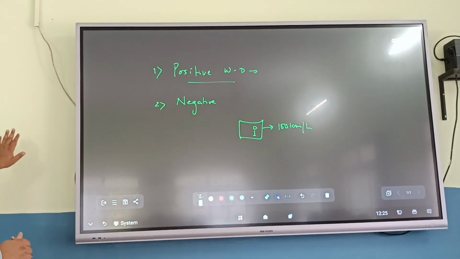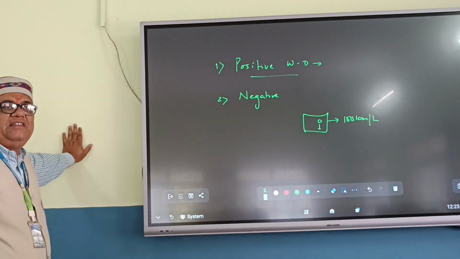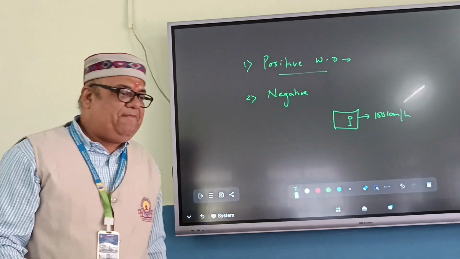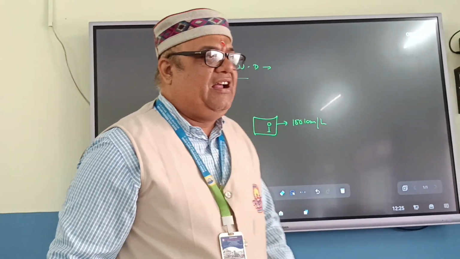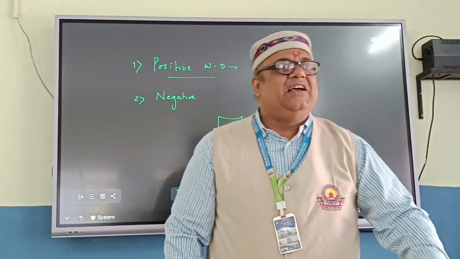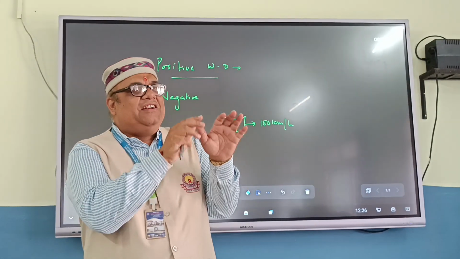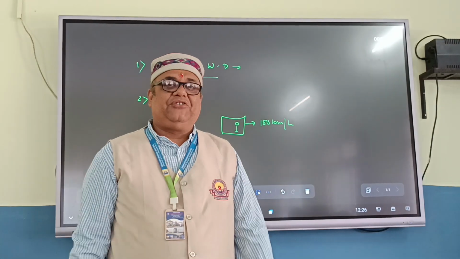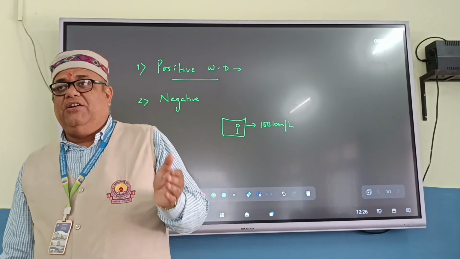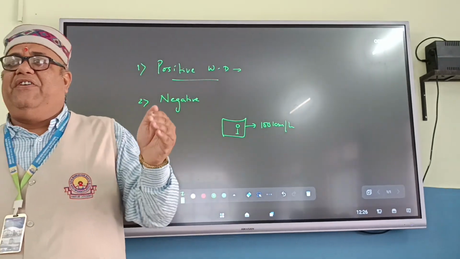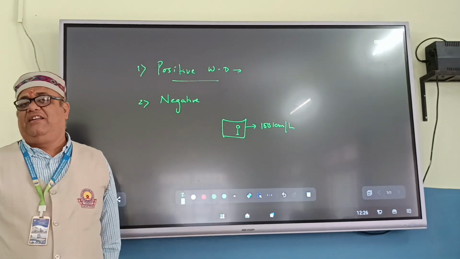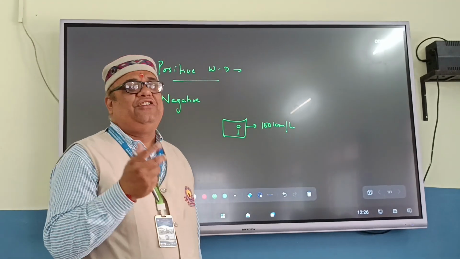If I try to push this wall, the wall will also try to push me back, isn't it? But if I am running with this particular table, and somebody comes and stops it, holds it, then what happens to the body? It slows down, and later on it gets stopped. So that's the case of negative work done by the body. So there are some variations in the work done. One is positive work done, the second is negative work done, and there is also something known as zero work done.